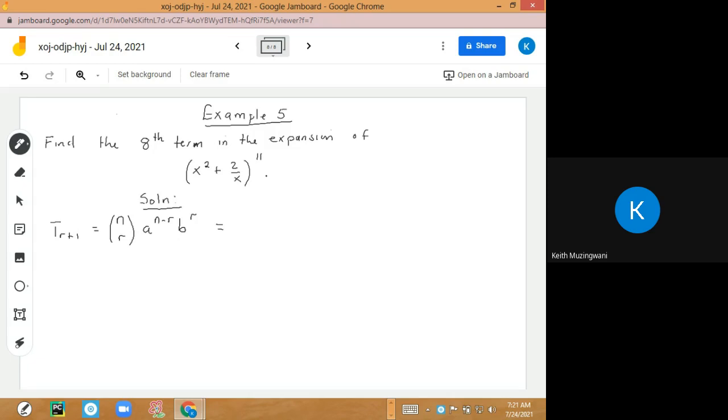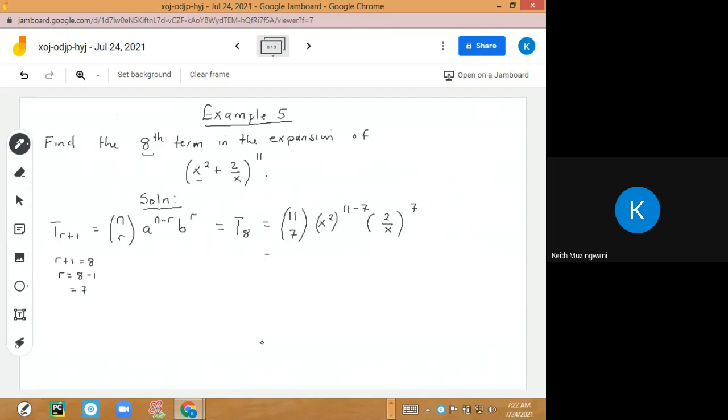Now look, we've been given the position of the term, the eighth term. So we want to write T8. What does it mean to us? It means that r plus 1 is equal to 8. So r is 8 minus 1, which is equal to 7. So when you say T8, n is the power, r has been found, a is x squared to the power n minus r, b is 2 over x to the power r.